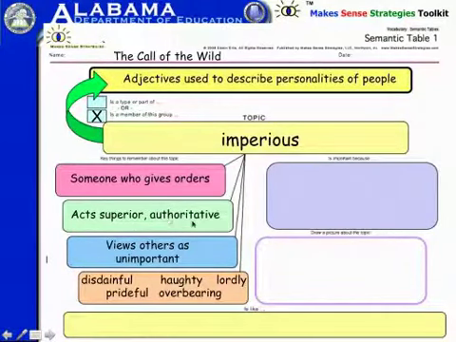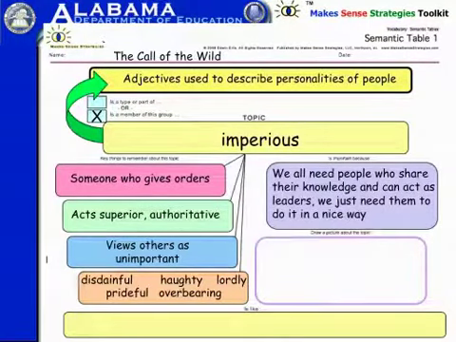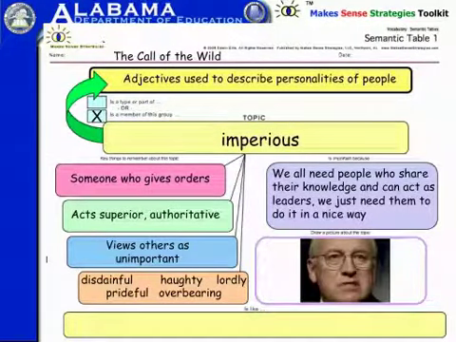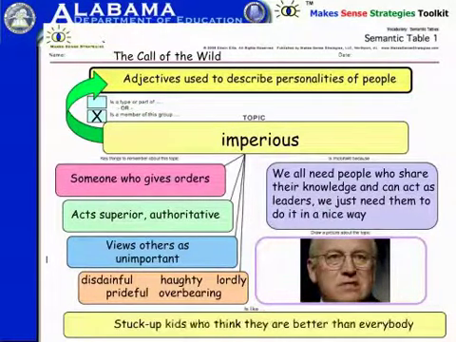Otherwise, we'd have to watch out for words like that and try not to use them, because remember, definitions should not contain words students don't know. All right, why is it important? Well, we all need people who share their knowledge and can act as leaders. We just need them to do it in a nice way. Draw a picture. That does look like an imperious kind of guy, and is like stuck-up kids who think they're better than everybody.